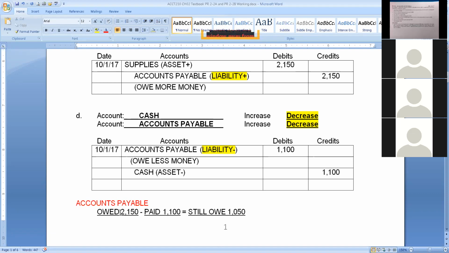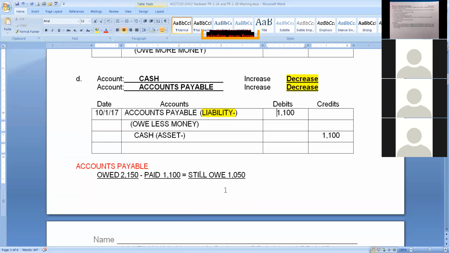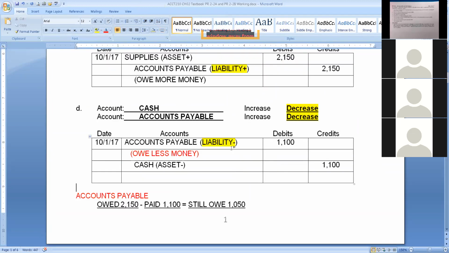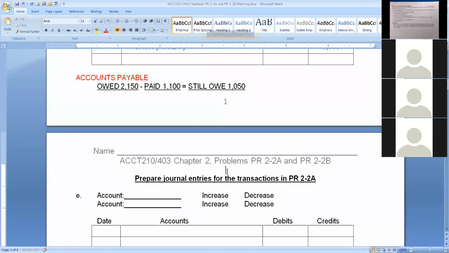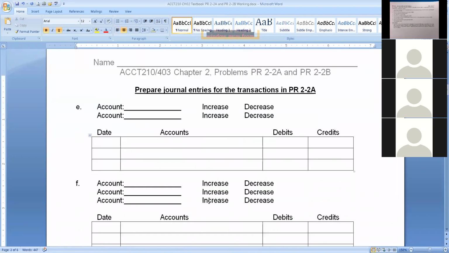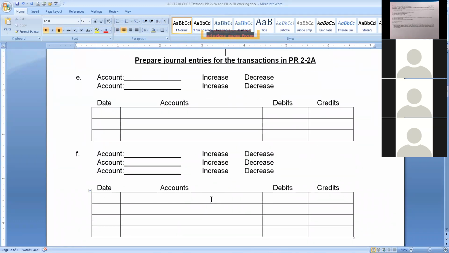So accounts payable, we owed $2,150 up here, paid $1,100. So it went down. We still owe $1,050. We pay that in the future, obviously, but that's kind of what's happened with this. Why the liability goes down, and why it goes down with the debit. The debits and credits, I mean, they're a little bit wacky, but they do what we want it to do.